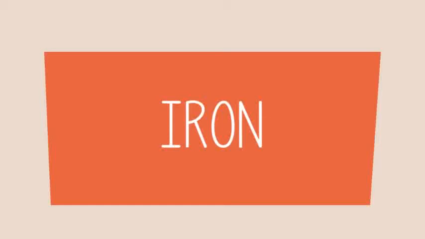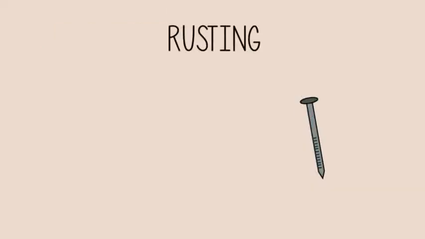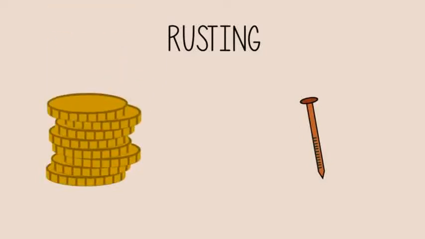So what has happened here? The iron has undergone an oxidation reaction, forming hydrated iron trioxide or rust. Salt and acid act as a catalyst for this reaction, which is why the nail in the second test tube formed more rust than the nail in the first test tube. Rusting can be very costly if we have to constantly replace these items made of iron and steel.